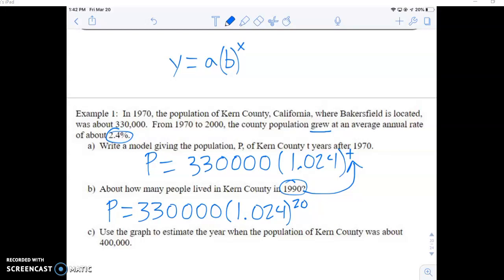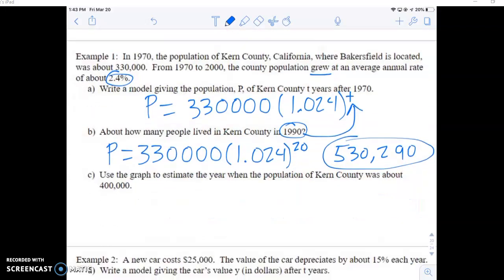1.607. Then you multiply that by 330,000, and we end up getting 530,289.55. Now, obviously, you can't have 0.55 of a person, so I'm just going to round that to 90. So that tells us after 20 years, that city would be about 530,000 people. 530,290 people. So that's that first.